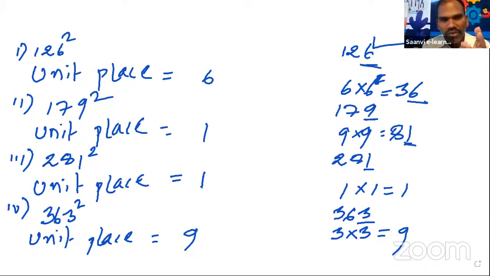First one is 126 whole square. In that, the unit place is 6. You see 6 into 6, 36. So the unit place of 126 square is 6. Same as usual, 179 square: 179, the unit place is 9. 9 into 9, 81. So the unit place of 179 square is 1. 281 square, 1 square, 1. 363 square, 3 square, 9. Okay? Write fast.